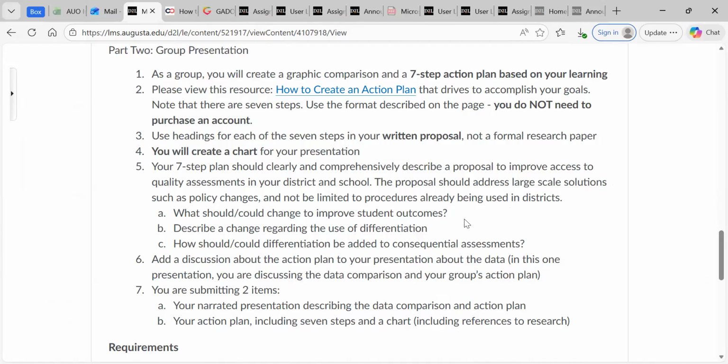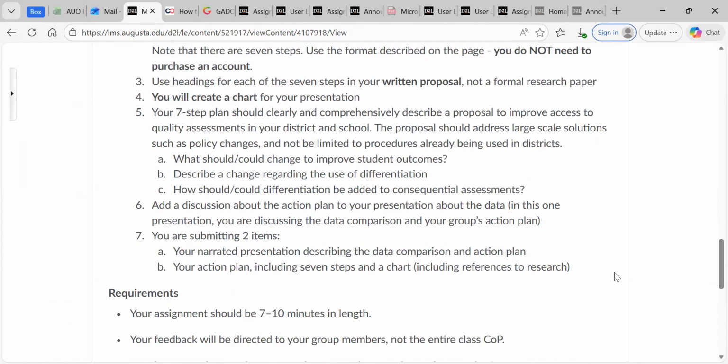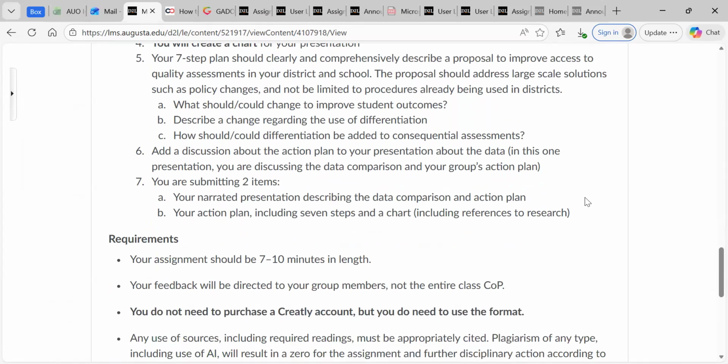On what could be done to improve student outcomes, describe a change regarding the use of differentiation. So how could differentiation be added to consequential assessments? And then add a discussion about the action plan. All right, so you're submitting two items: your narrated presentation describing the data comparison and the action plan, and then I need to actually see your action plan, including the 7 steps, including your references to research.